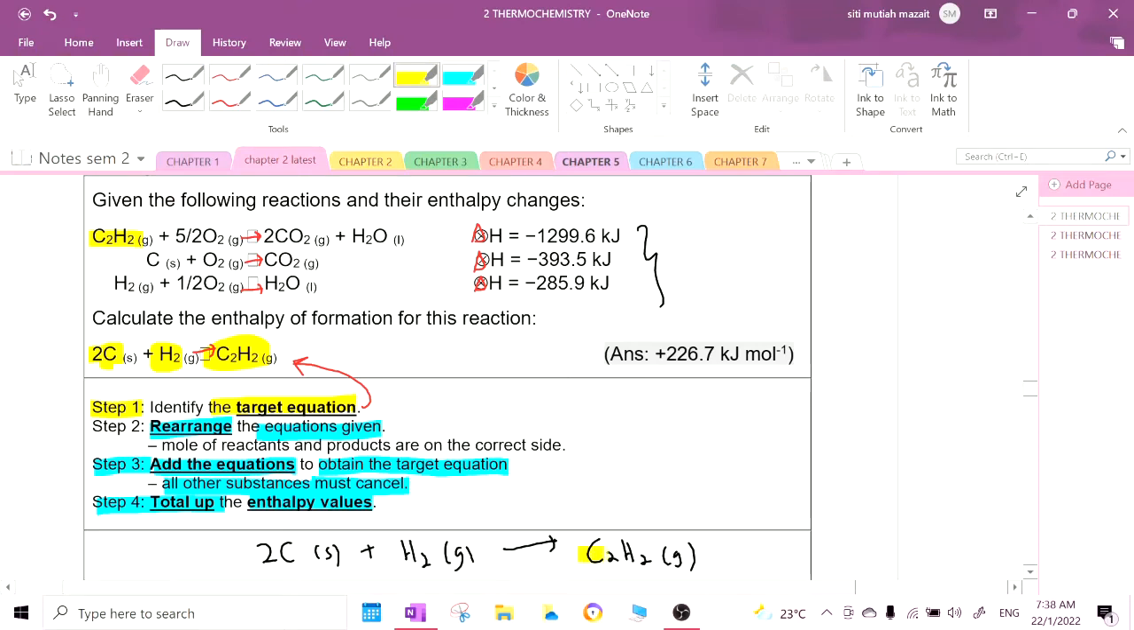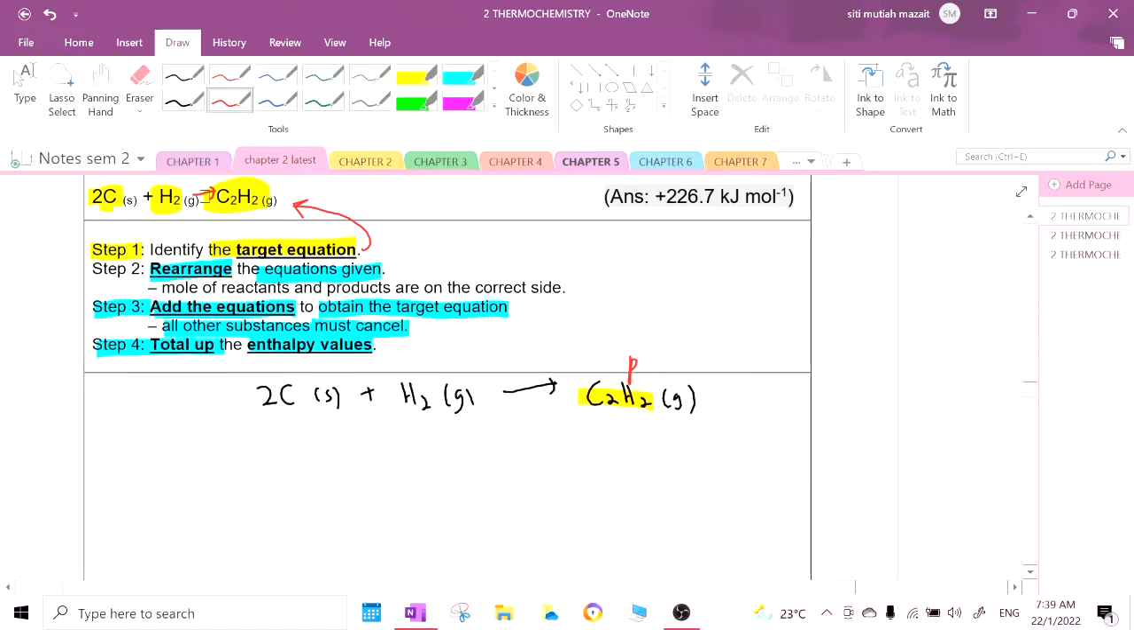Mula-mula kita ada C2H2. C2H2 is our product. So you tengok, ini saya panggil first equation, second, third equation. So kat sini produk kita duduk belah kanan. So kita tengok kita punya target kita, C2H2 kita duduk belah kiri, left side. So what we have to do is first equation kita kena reverse. You have to reverse the equation. So if you reverse the equation, means that this one also negative, you kena reverse juga. So means you akan jadi positive.